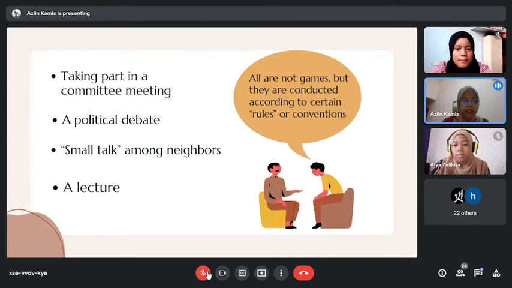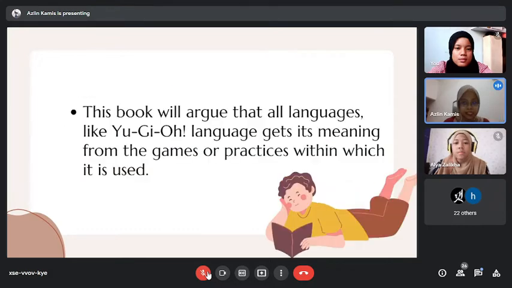But such practices have these rules and conventions to determine who acts appropriately, who acts normally, or who does not. So this book will argue, and we will learn, that all languages, like Yu-Gi-Oh languages, get their meaning from the games or practices within which they are used. I think that is all for my part and I will pass it to Shahida.